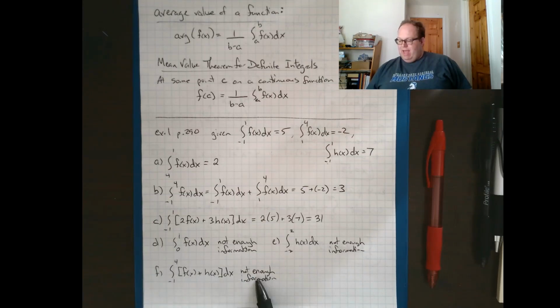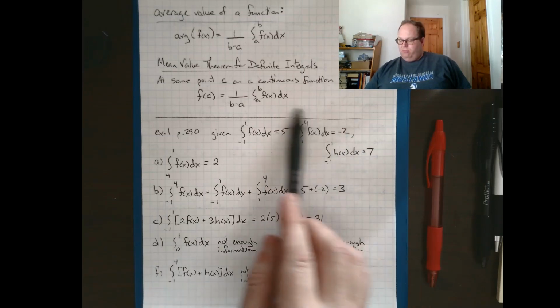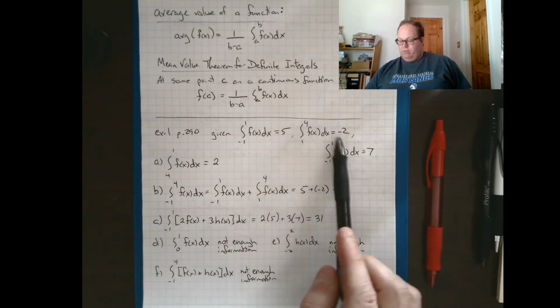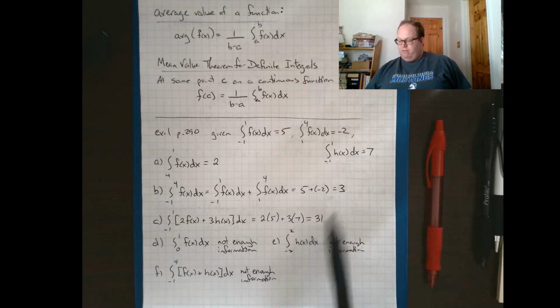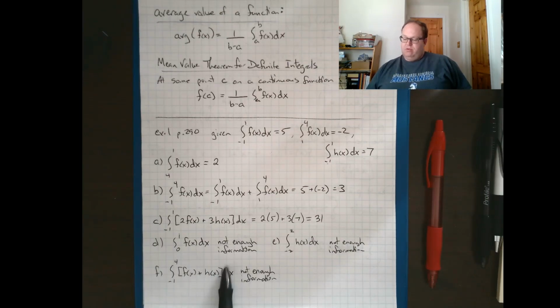And lastly, in f, if it were just f of x here, I'd have enough to work with. Negative 1 to 4 would incorporate both of these integrals, and I can work it out. But I've only got from negative 1 to 1 on h of x. I don't have anything from 1 to 4, so I don't have enough information to do this part, which means I don't have enough information to do the whole thing.